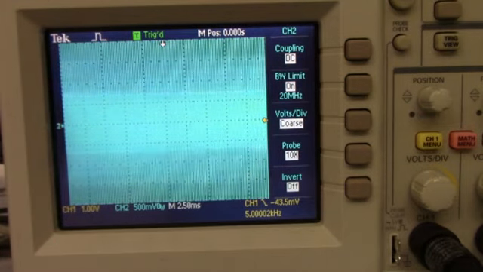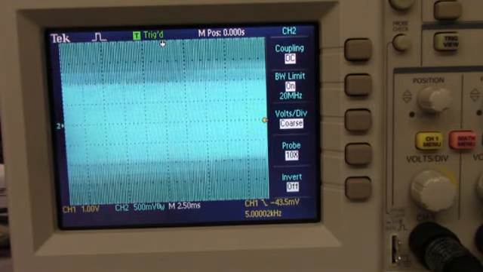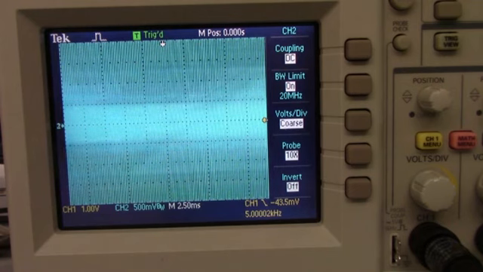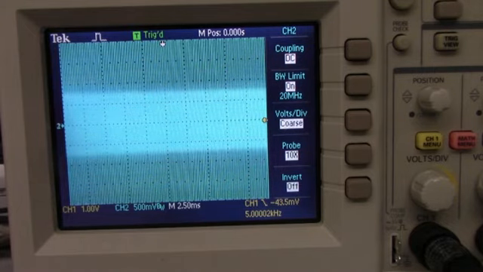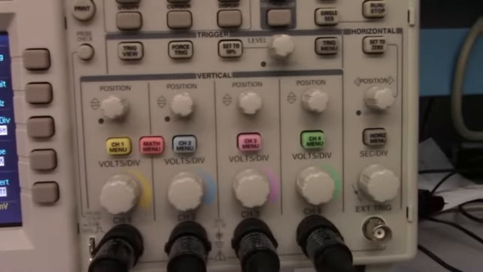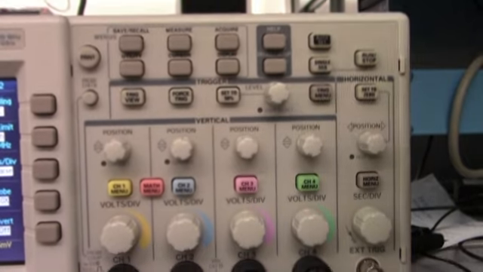Okay, let's talk about displaying multiple waveforms. We often want to look at multiple places on our circuit. For example, we might want to look at the input of a circuit and the output. The first thing is we need to get a stable display. The easiest way to do that with these scopes is to press the AutoSet button.